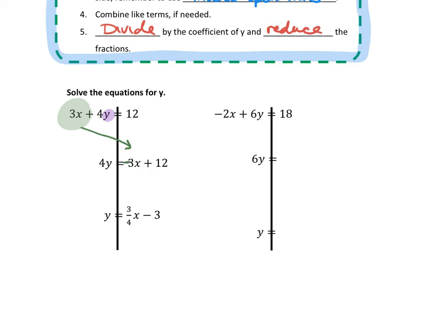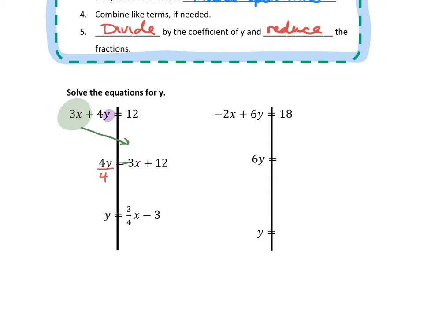Now, if you notice, I did not combine these two things together. Why? These are not like terms. Negative 3x and positive 12 are not like terms, so I cannot combine them together. Okay, the next step, like it says, is to combine like terms if needed. We didn't need to. And we divide by the coefficient of y.